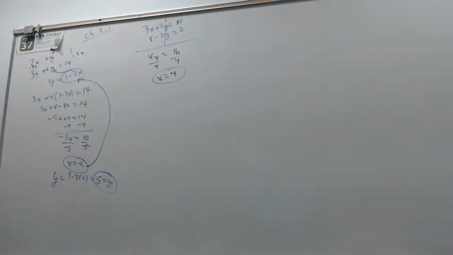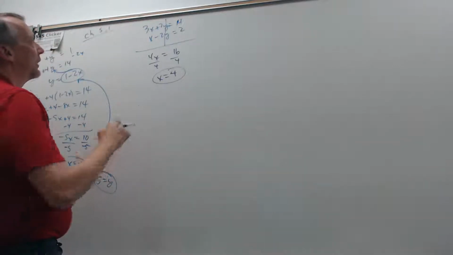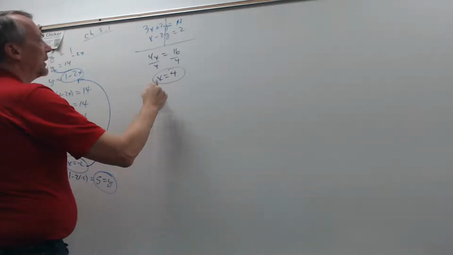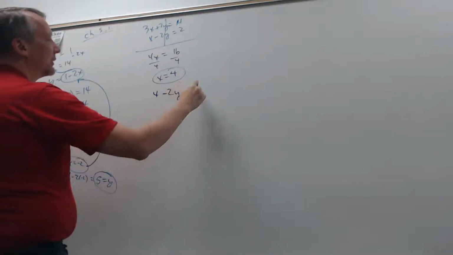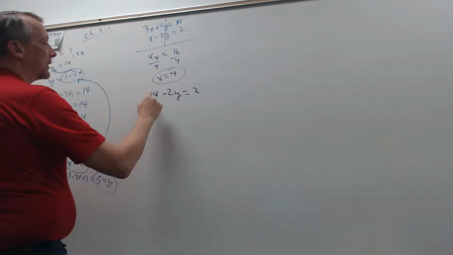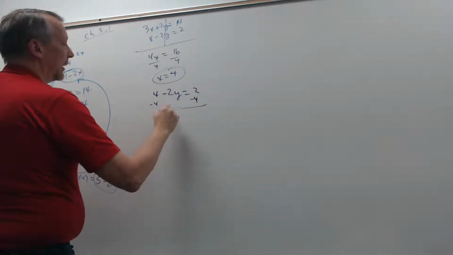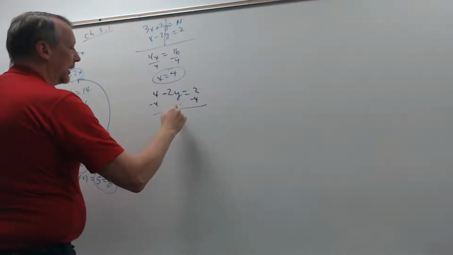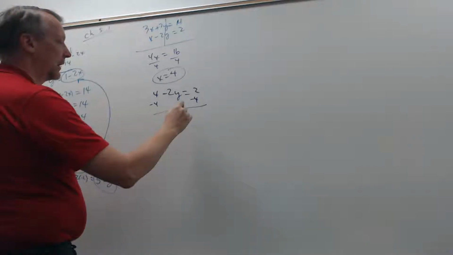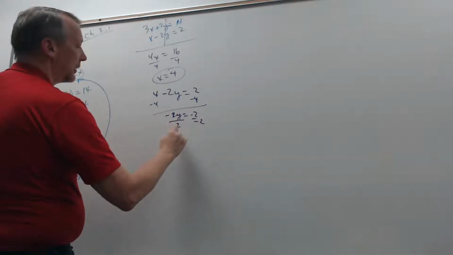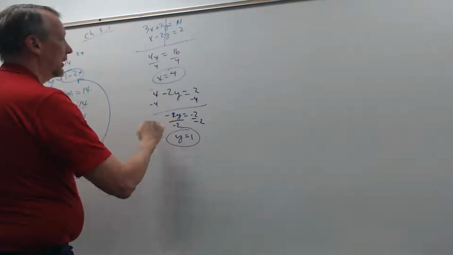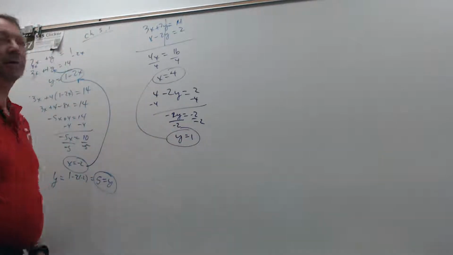Now how do I find my y? We just plug in to any of the equations. Which one do you want to do? We'll do the one on the bottom. So 4 minus 2 times y equals 2. Then subtract the 4. That's negative 2y equals negative 2. Then divide by negative 2, and you get y equals 1. Okay? So there we are.